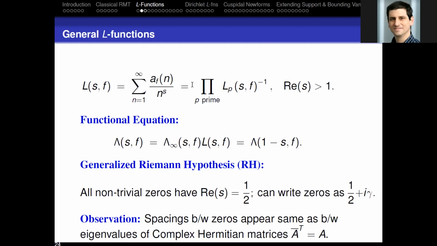Next. Of course, rather than looking at just the Riemann zeta function, we could look more generally at an L function. And for us, an L function is always going to have an Euler product. So I'll have some sum of a_f(n) over n to the s is some product of factors that only depend on the prime. It will have some functional equation. And again, we believe that all the zeros have real part 1/2 in the critical strip. And that's now the generalized Riemann hypothesis. Next.